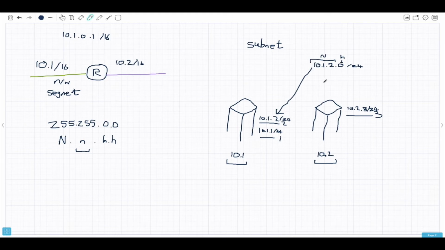And the broadcast then, of course, would be 10.1.2.255. So converting all the host bits to a 1 represents the broadcast. So if I wanted to talk to every host on the network 10.1.2.0, I would address it to IP address 10.1.2.255.